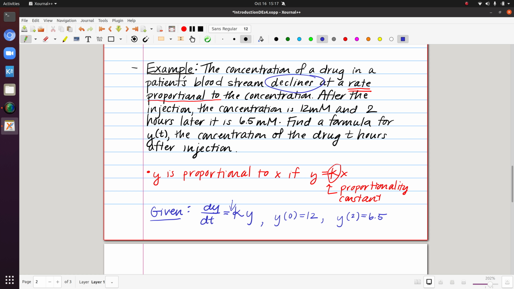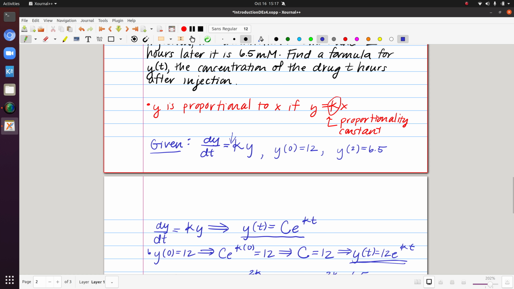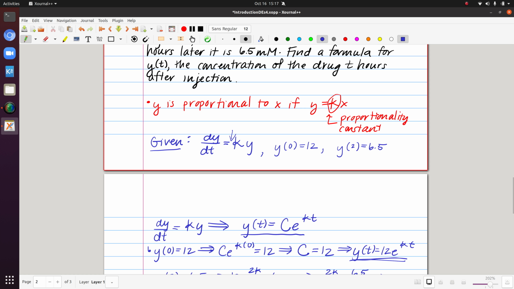In different examples, we'll see things where we expect the quantity to increase with time, and then that's going to be a situation where we'd expect a positive proportionality constant.